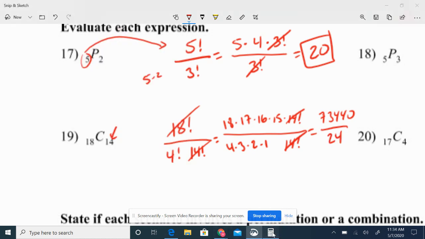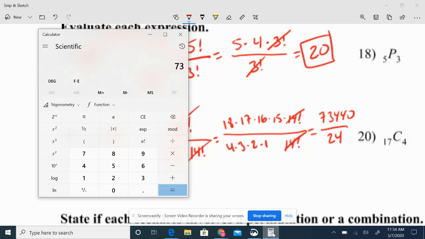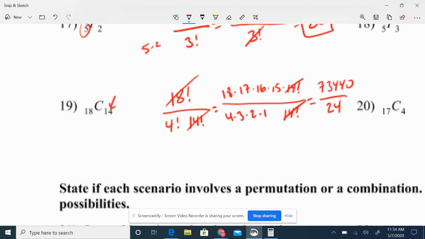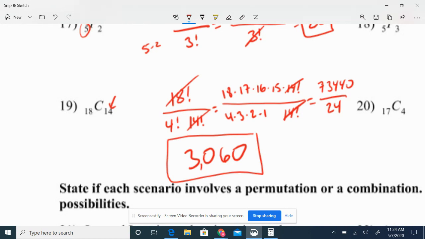Now, let me get my calculator out again. Let me find out how much is 73,440 divided by 24. And I get 3,060. Now, if you just type in the digits, 3060, that'll be okay for the homework. But if you put in your comma, because you were told to separate comma for every 3 numbers, that would be okay as well. The little comma is optional.